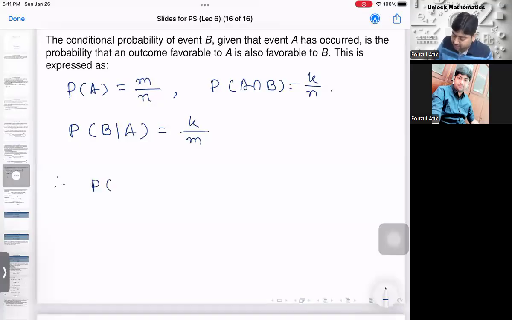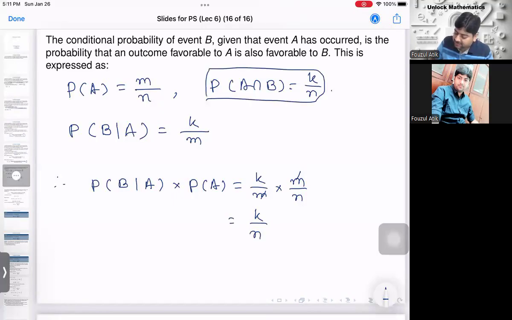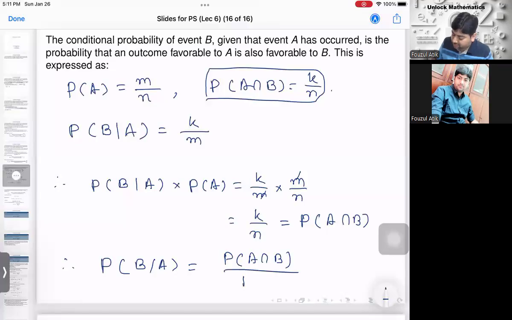Now we have got a relation. We can certainly write P of B given A times P of A, which is equal to k by m times m by n, and that value is k by n. But this k by n is also the probability of A intersection B. So I can also write it as P of A intersection B. And therefore I got a formula: P of B given A, the conditional probability of B provided A has already occurred, is equal to P of A intersection B divided by P of A.